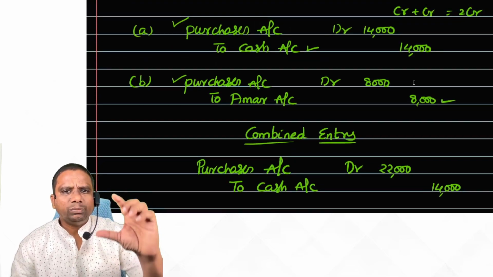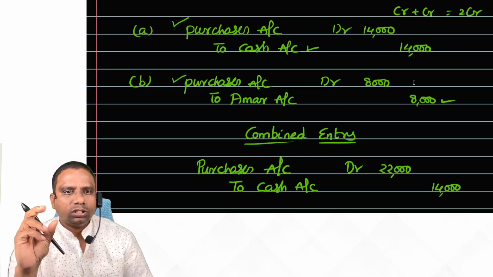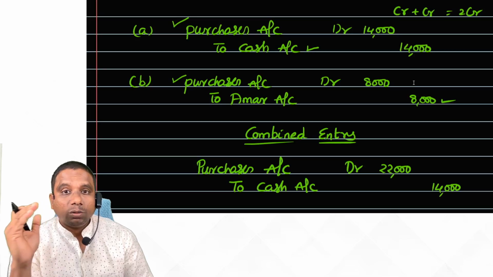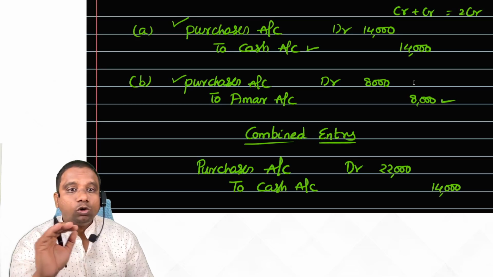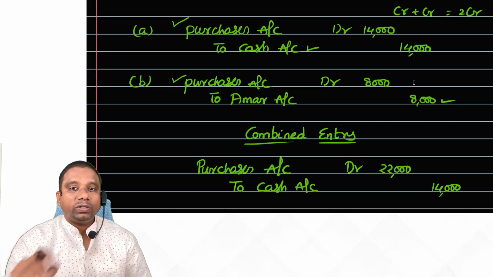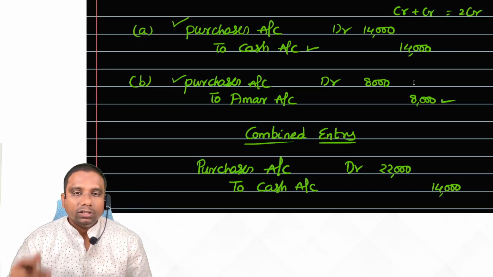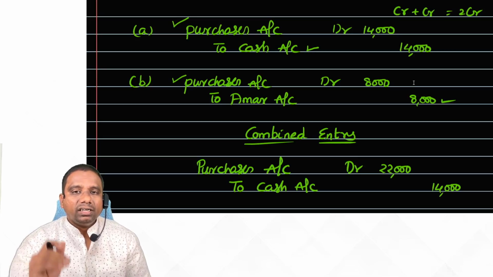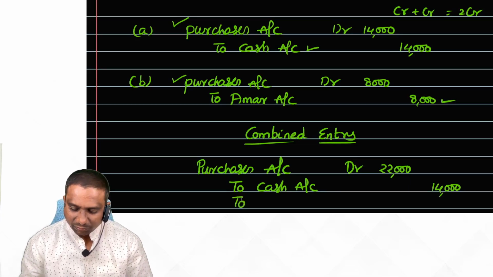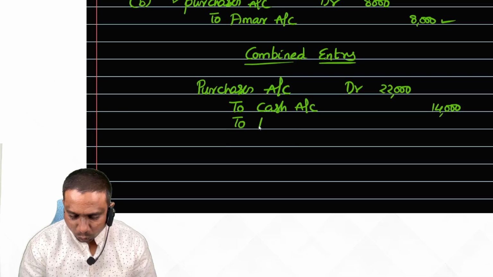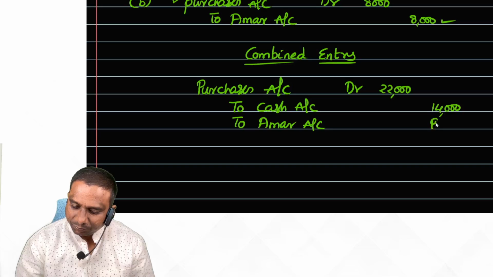First one, observe debit: debit purchases, second also debit purchases. Total 22,000. Now observe credit. On the credit side we have cash. In the second entry, we don't have cash to add. That's why write down cash separately. With this the first entry is completed. Now come to the second entry. In the second entry, credit what you have is Amar account, so write down directly to Amar 8,000.